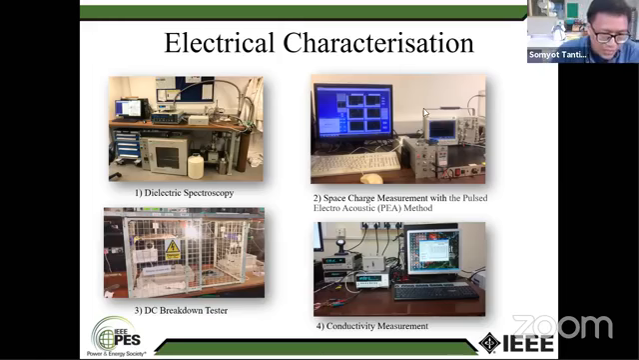And then number three, DC breakdown. I will not talk about the key results related to the DC breakdown today. And the first one is conductivity measurement. I will show the result with the change in conductivity varying with time dependence.